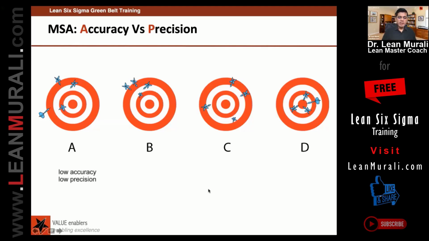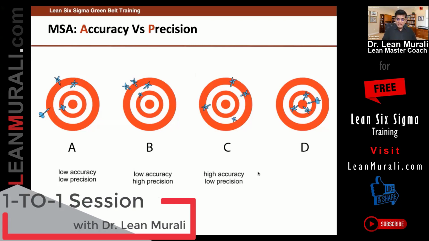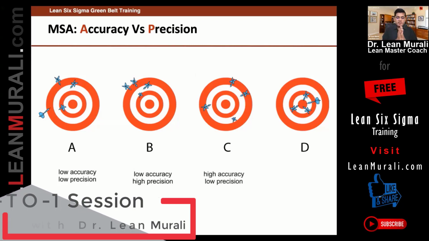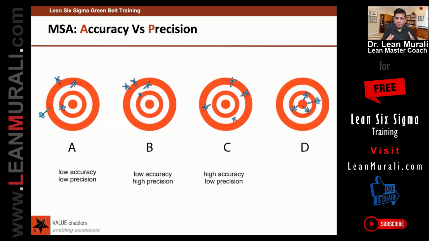Fantastic. Now if you consider A, neither is the average towards the center, nor are they closer. In C, the average is towards the center, so high accuracy. If you take the average of the four dots, it will be exactly the center dot. But they are far apart, so they are not precise. In D, they are closer also. At the same time, the average is also towards the center. So it is accurate and precise.